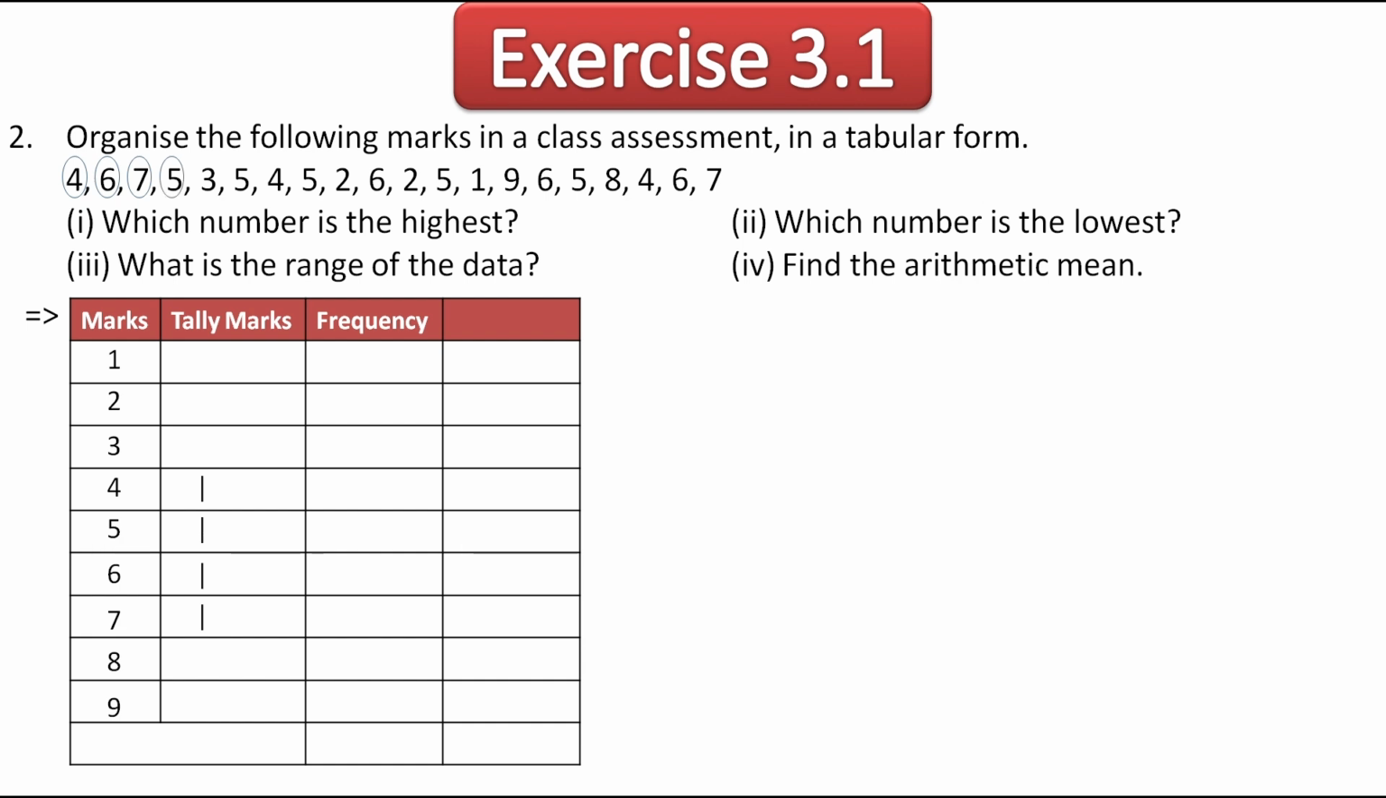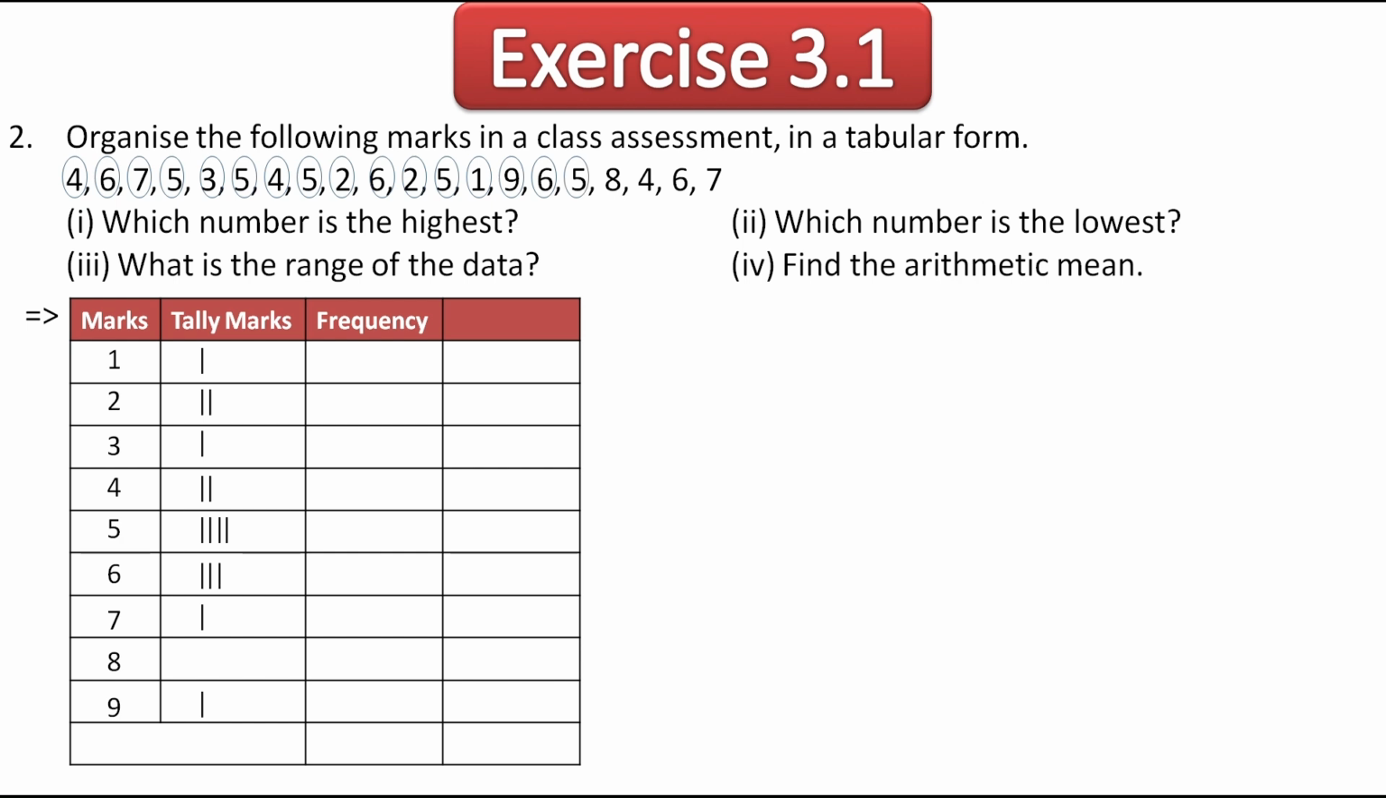Next we have 3, so one line in front of 3. Next again we have 5, so there will be one more mark in front of 5. Same way 4 is repeated again, so one more line in front of 4. Next again we have 5, so one more line in front of 5. Next is 2, so a line in front of 2. Next is 6, so 6. Next is 2, so one more line in front of 2. Next is again 5, so one more line in front of 5. Next we have 1, so in front of 1 we have to mark. Next we have 9, one line in front of 9. Next we have 6, so one more line in front of 6.